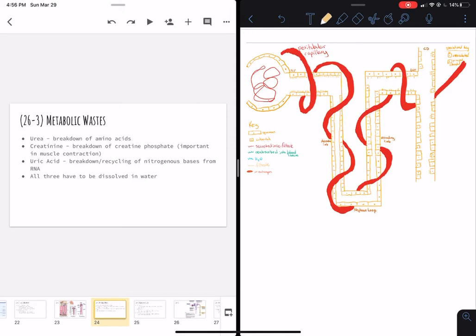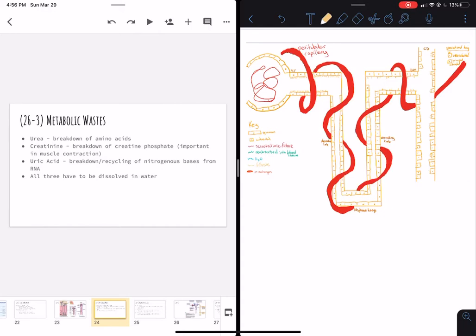So metabolic waste. We have three that we primarily care about that we have no other mechanism of really reusing in the body, and that's urea, creatinine, and uric acid. Urea is formed by the breakdown of amino acids. So this is breaking down the monomers of proteins. Creatinine is the breakdown of creatine phosphate, which is really important during muscle contraction.